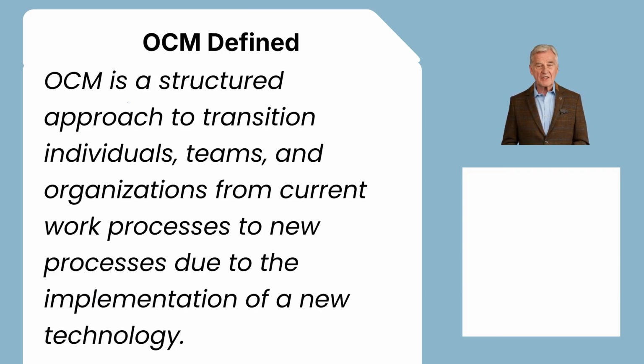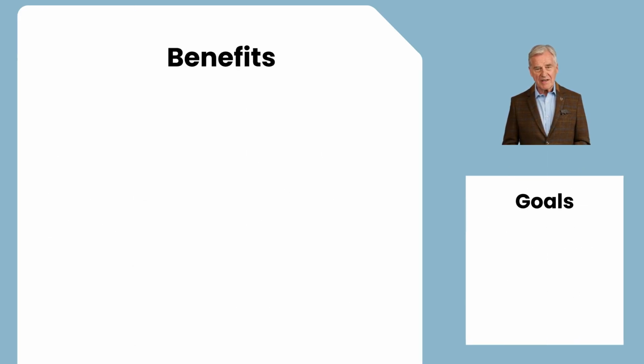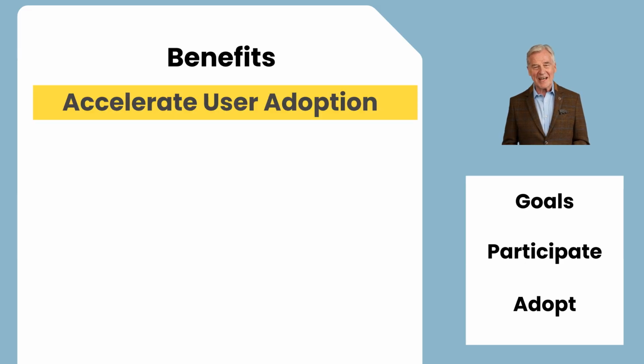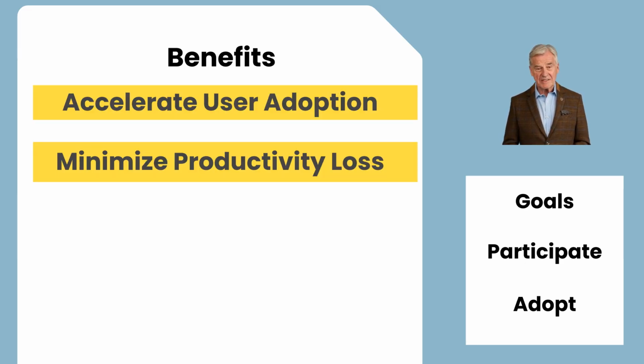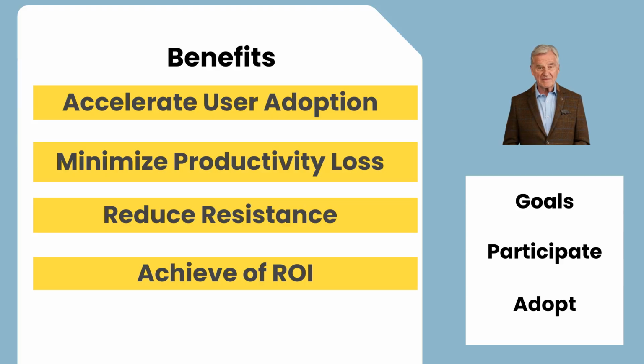What is OCM, which is short for Organizational Change Management? OCM is a structured approach to transition individuals, teams, and organizations from current work processes to new ones due to the implementation of a new technology. The goals of OCM are: 1. See that stakeholders participate in the project's design and implementation phases, and 2. Stakeholders adopt the new work processes and technology. The benefits of OCM are: accelerate user adoption, minimize productivity loss, reduce resistance to change, and achieve expected project ROI.